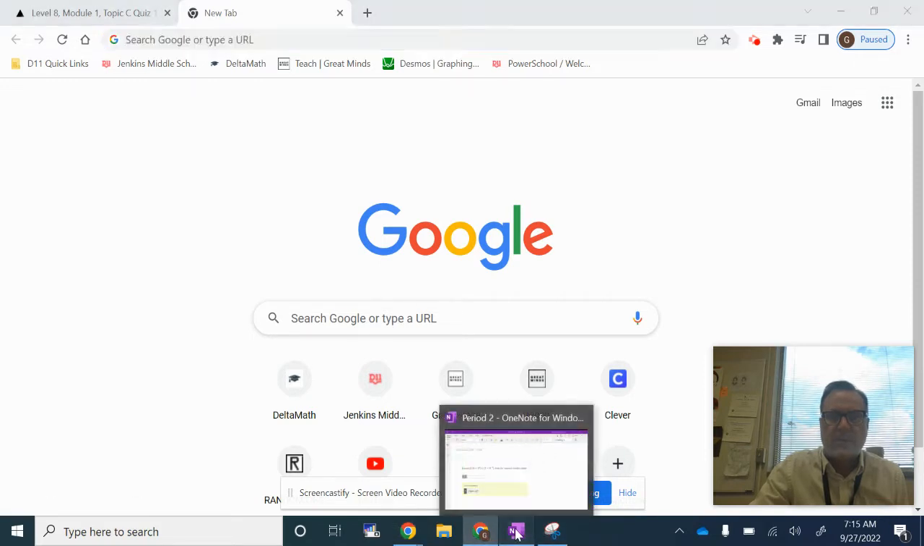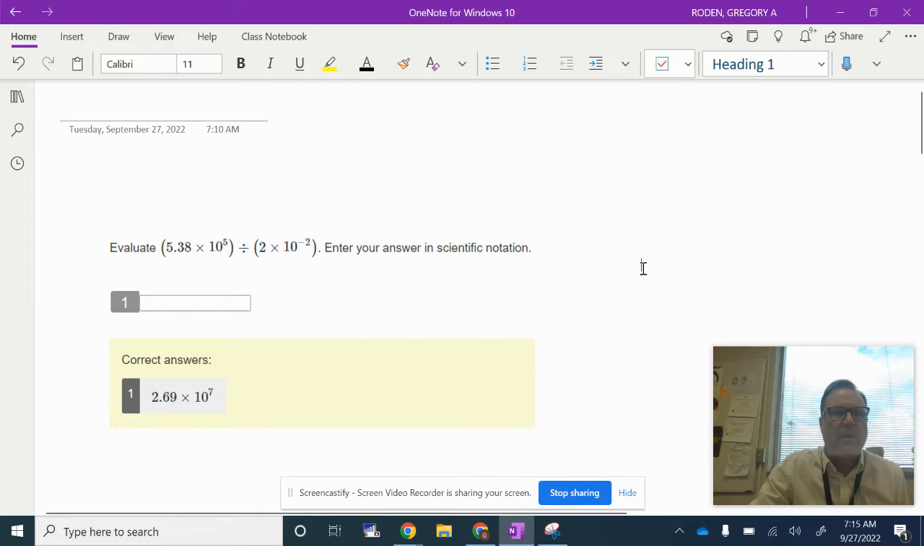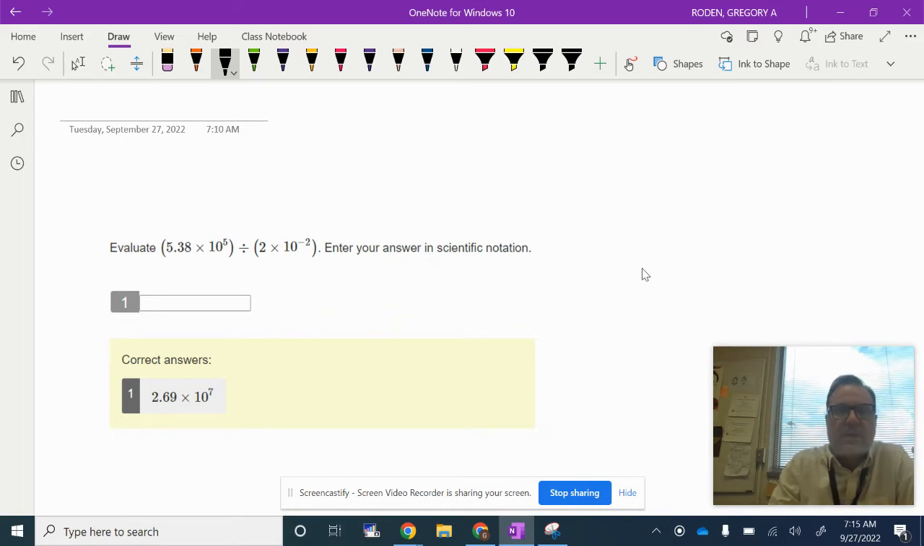Let me see here. Where is it? Okay, here it is right here. All right, so this is number 1, and it says evaluate and enter your answers in scientific notation. So the first thing I'm going to do is write this as a fraction. So it's 5.38 times 10 to the 5th divided by 2 times 10 to the negative 2nd.